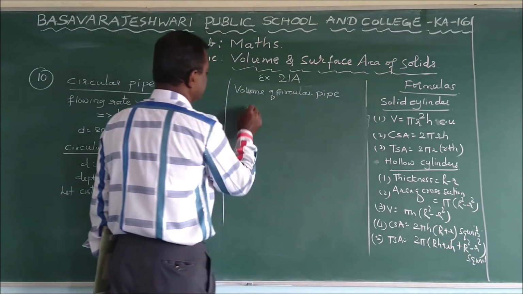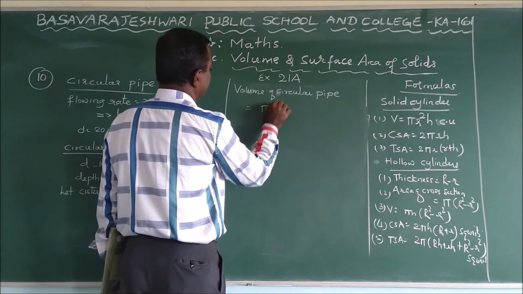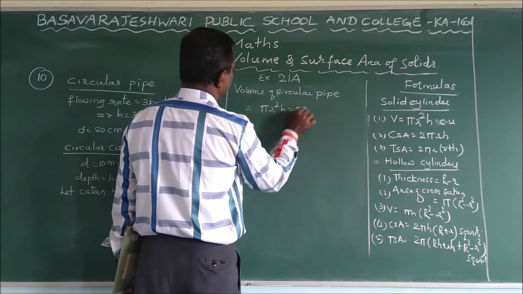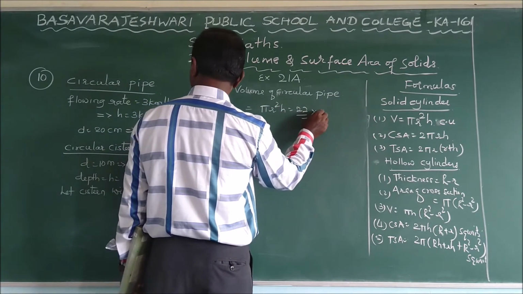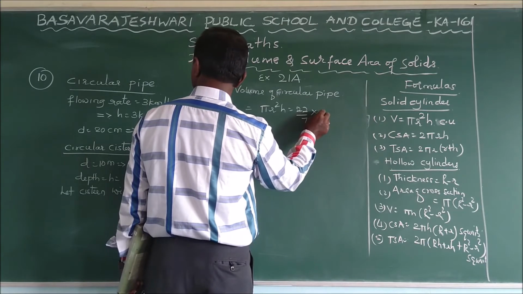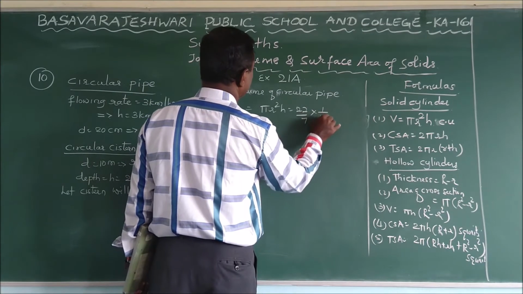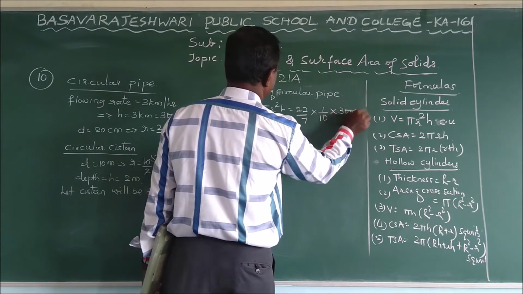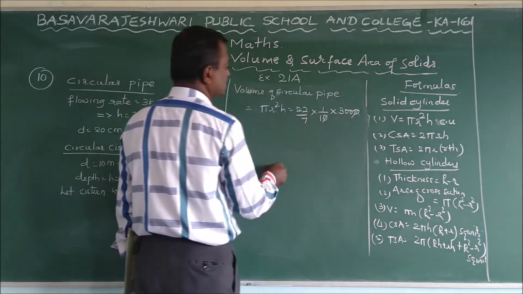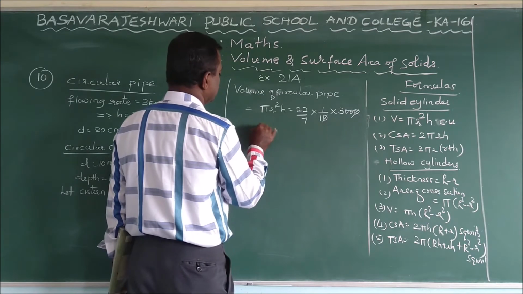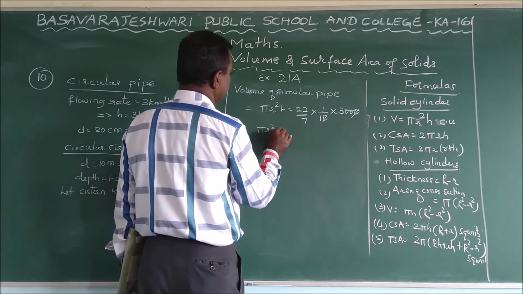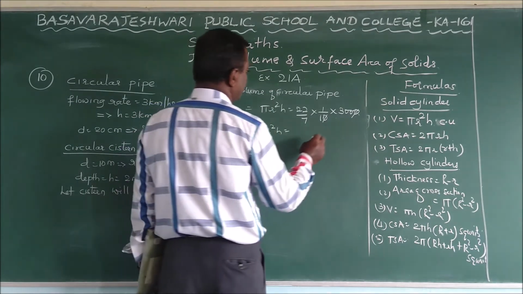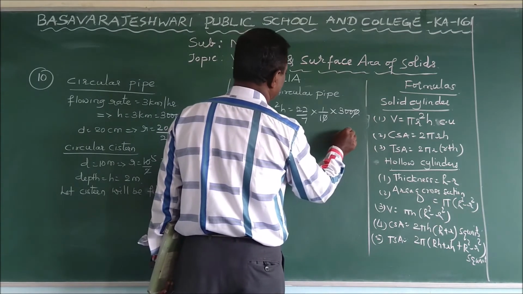First, volume of the circular pipe, pi r square h, 22 by 7 into r is equal to 1 by 10, into h is equal to 2000. So the 0 cancels. So pi r square h is equal to 22 into 3.